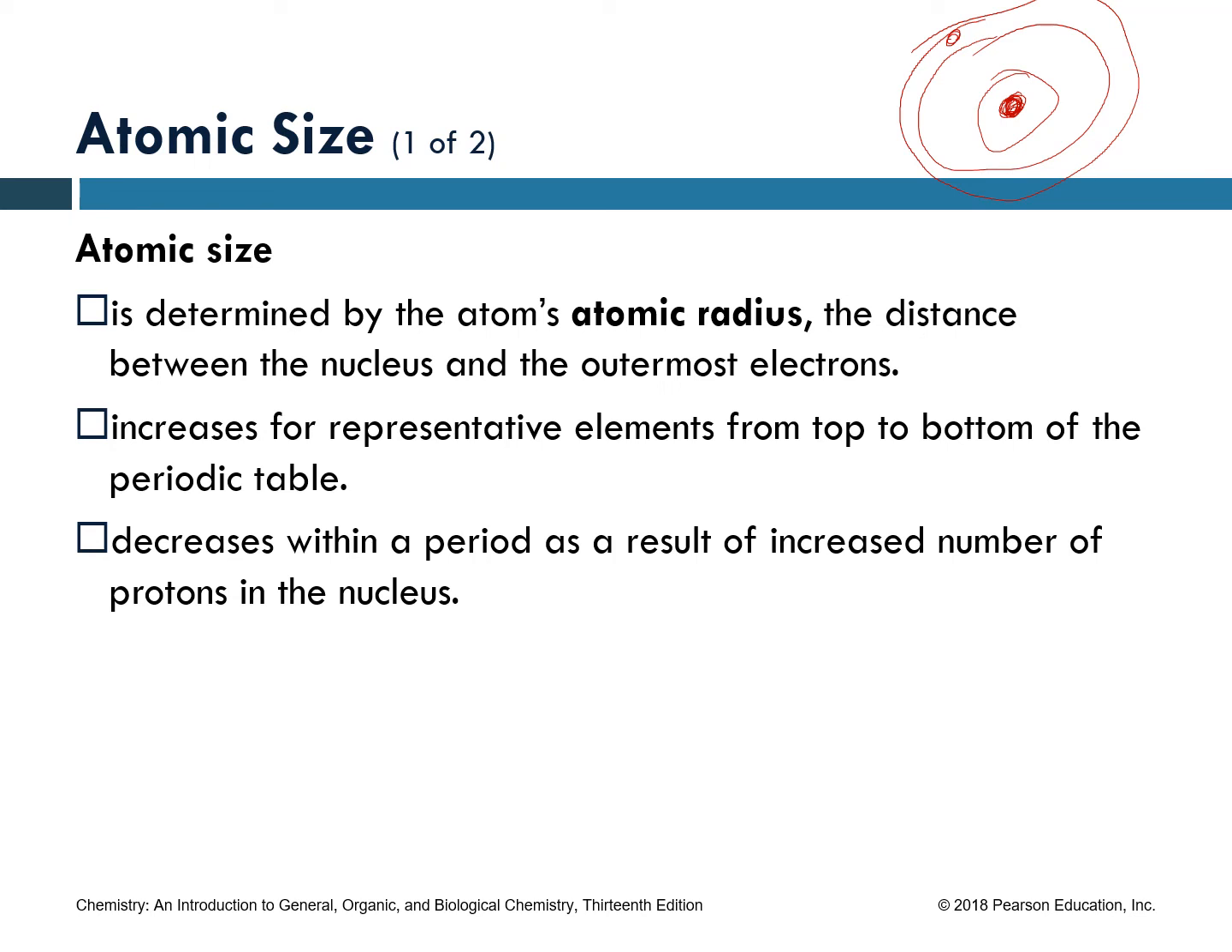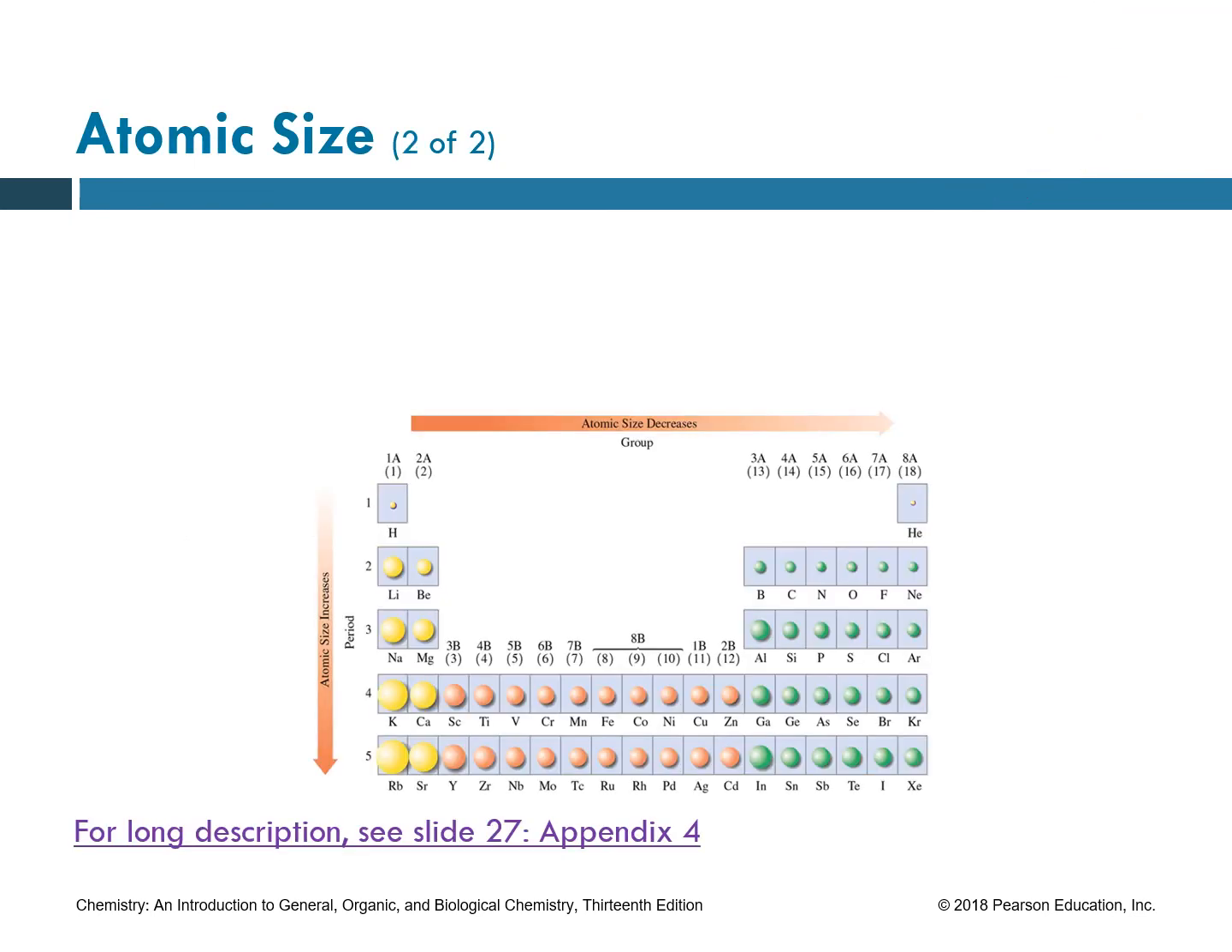Not any orbit, but the orbit or energy level that consists of the farthest, outermost electrons that an atom has. The distance between the outermost electron and its nucleus is called the atomic radius, and that tells us the size of an atom. If we look at the periodic trend, usually the atomic size decreases as we go across a period. Remember, these are periods. As we go from left to right in a period, the atomic size decreases.